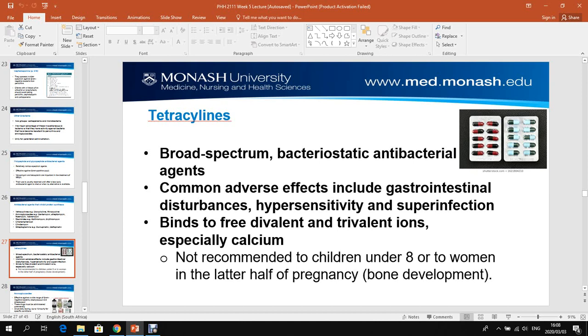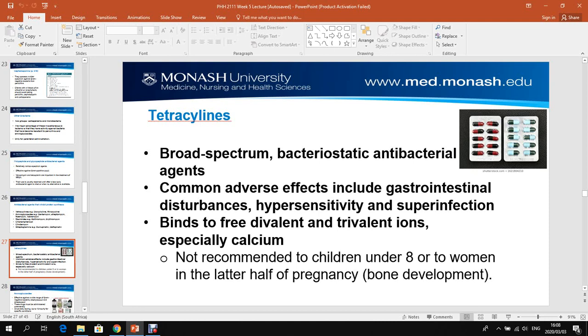gastrointestinal disturbances. Some patients can develop hypersensitivity reactions or what we call superinfection. Superinfection is where a new infection emerges as a result of killing the first infection, the first line of bacteria. Because of such broad spectrum activity, they might kill other flora and change the chemical environment of the GI tract, and that change may lead to a new infection, and that's what we call superinfection.